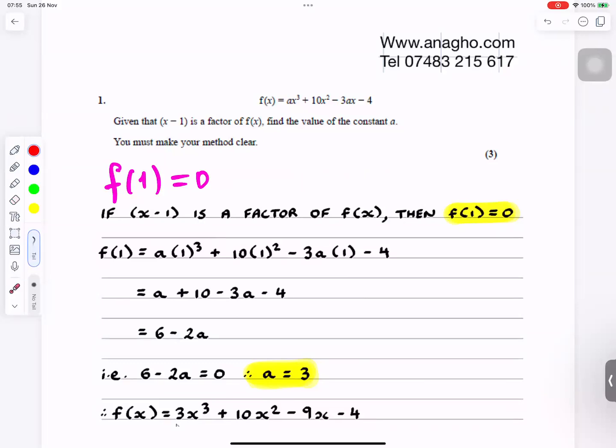So we have here 1, 1, 1, and you make all of that equal to 0. And you solve it, you get a equals 3. So you can replace a with 3. And then here it would be 3 times 3, it gives you 9.